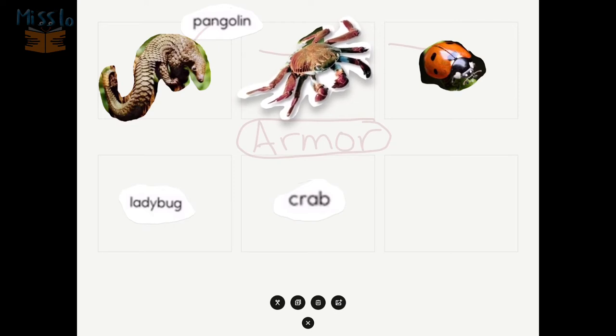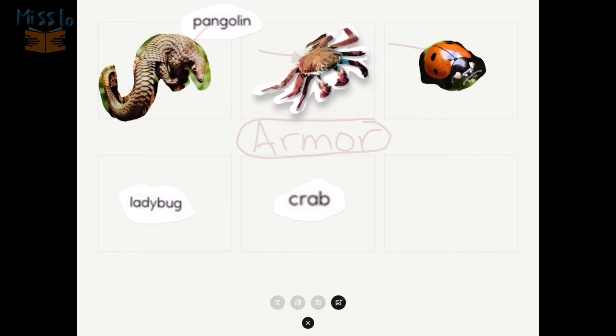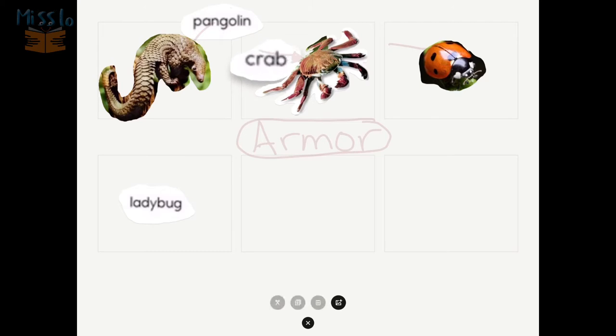And our second animal in our armor list. What is that? A crab. Remember that we saw crabs? Yeah, and they have a very hard armor. And is this a crab? Or is this a crab? Yeah, that's a crab. Very good. So crab goes with crab.